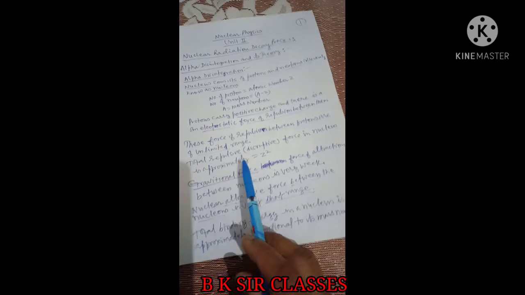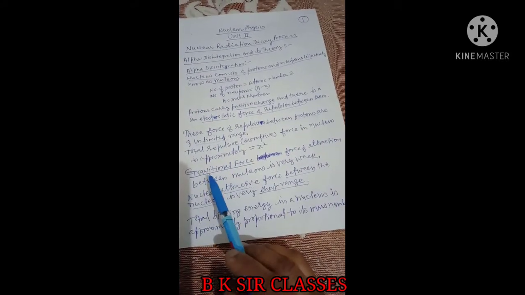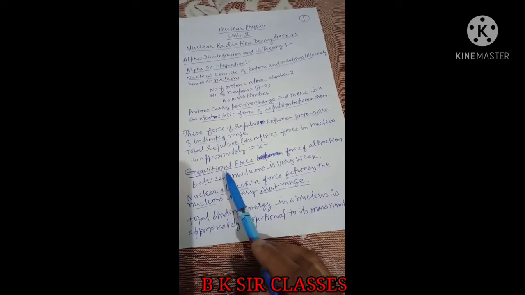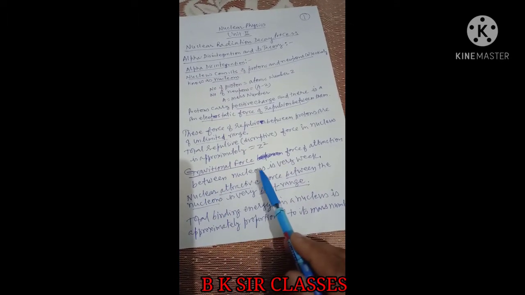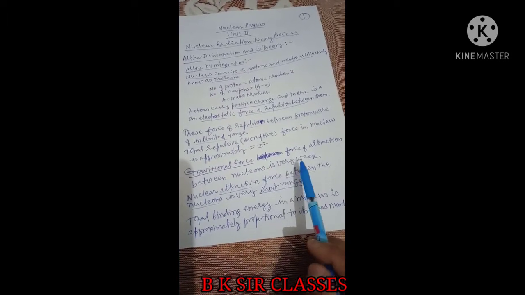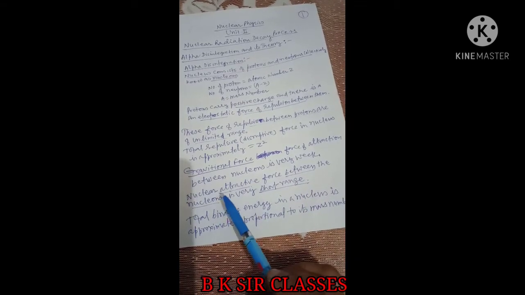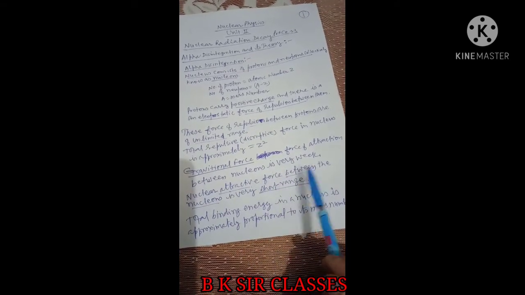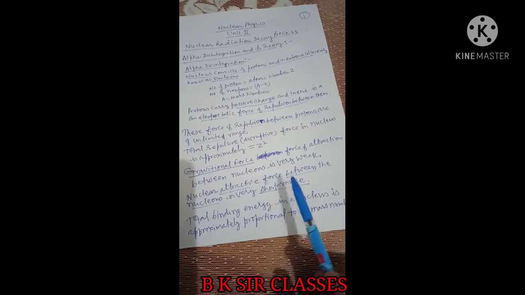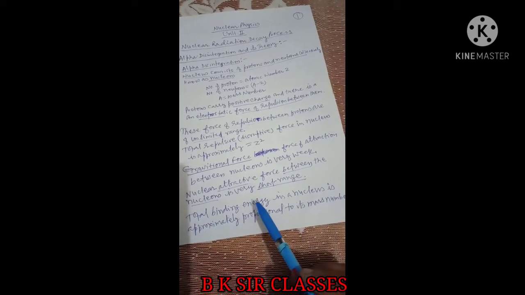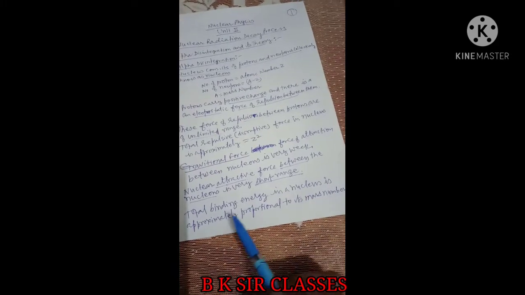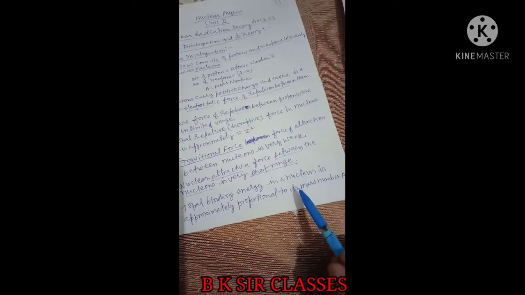Now, if we discuss this in the sense of gravitational force, then the gravitational force of attraction between nucleons is very weak. Similarly, the nuclear attractive force between the nucleons is of very short range. The total binding energy in the nucleus is approximately proportional to the mass number A.